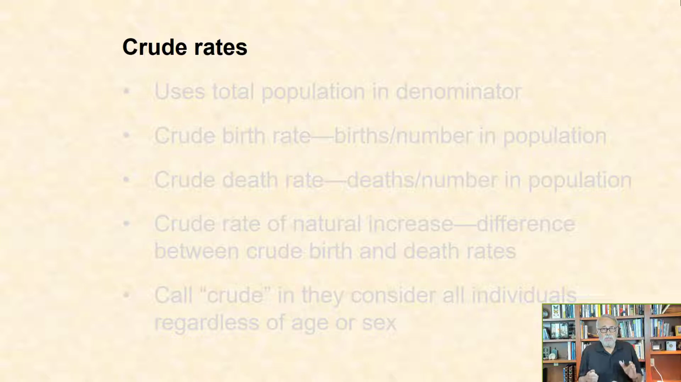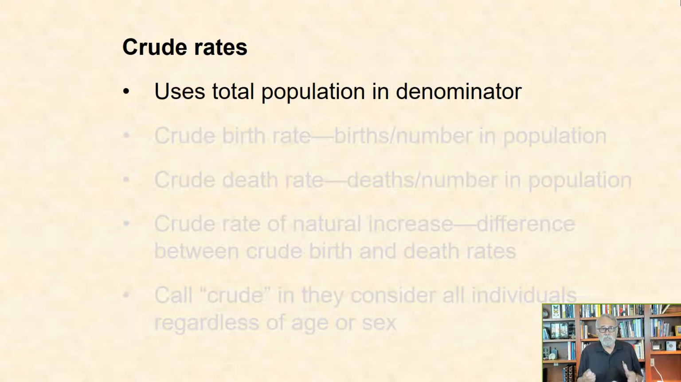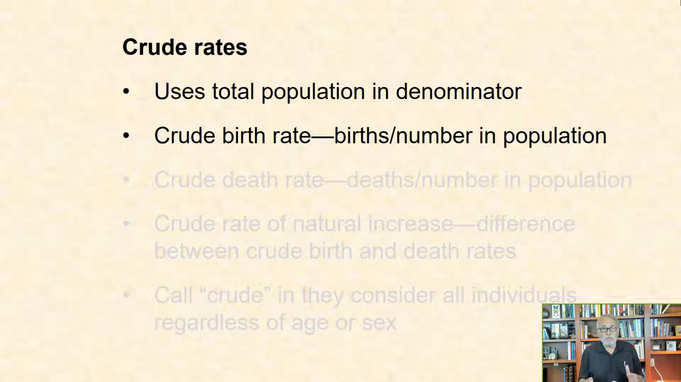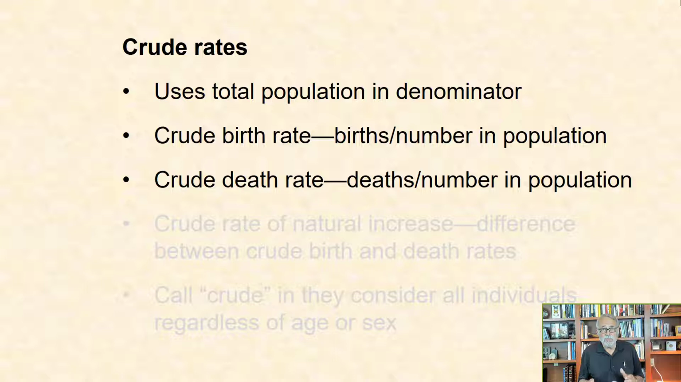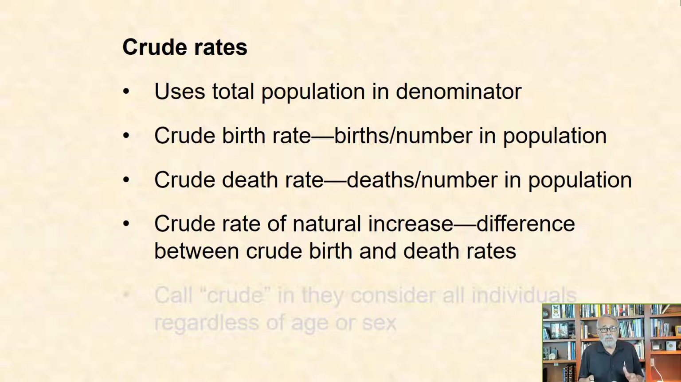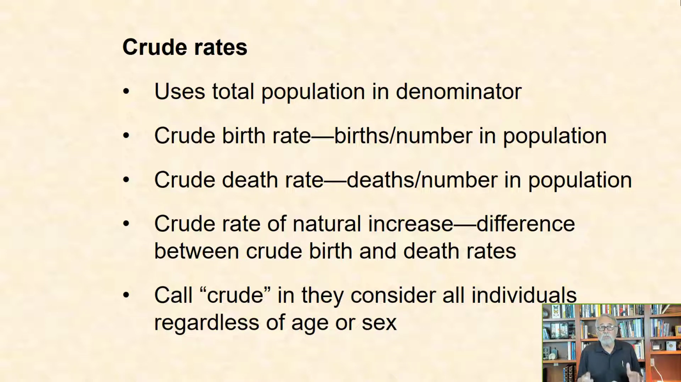Crude rates. This uses total population in the denominator. For example, crude birth rate is births per number in the population. Crude death rate would be deaths per number in the population. A crude rate of natural increase would be the difference between crude birth and crude death rates. They are called crude in that they consider all individuals regardless of age or sex.